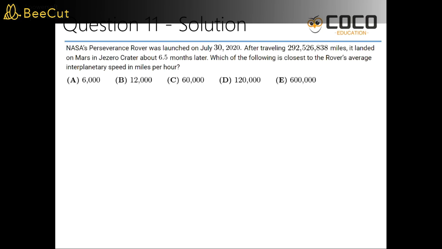So this question given here, they want us to find the average speed. So we just do a unit conversion. This is miles per hour, but the time given is 6.5 months. So on average, 1 month is about 30 days, so times 30. And then 1 day has 24 hours, so times 24. This gives us 4680 hours.